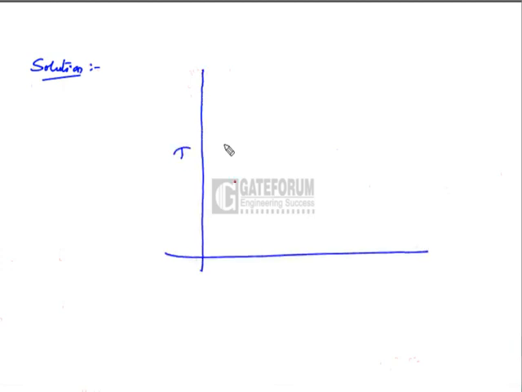The solution to this problem is given like this. First of all, let us indicate the expansion of the steam in the turbine on a temperature entropy diagram or two-phase diagram of steam. He has given the turbine is receiving steam at a pressure of 1.0 meganewton per meter square.